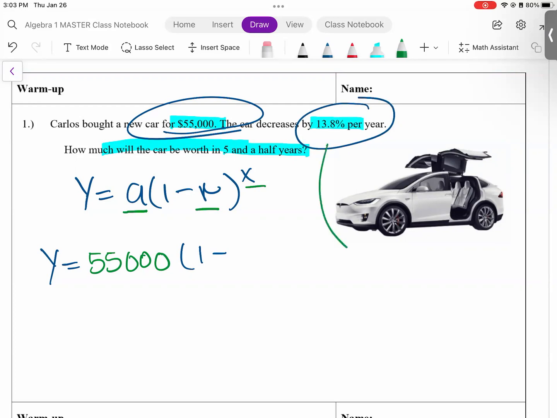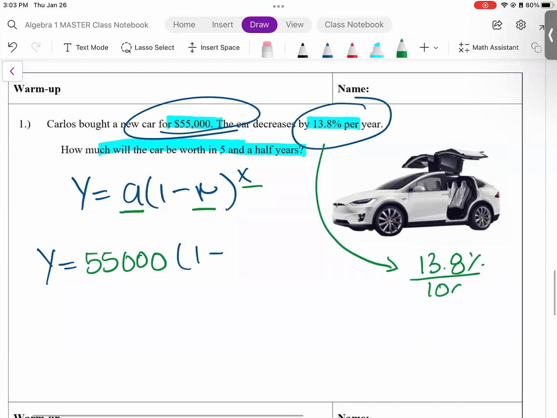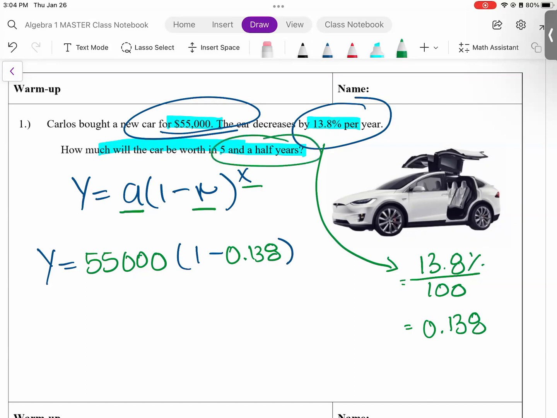13.8%. Now, remember, when it comes to the rate, we want to divide that by 100, which gives us 0.138. So that's going to be our rate. So let's go ahead and input it, 0.138. We're going to close it. And now we need an exponent. The exponent, remember, represents time, which in this case is 5.5 years. So I'm going to go ahead and input 5.5.